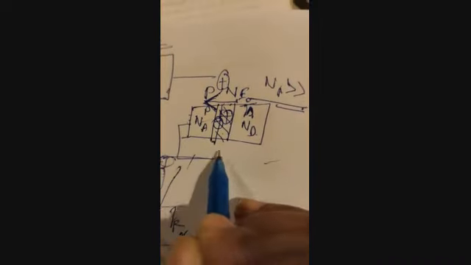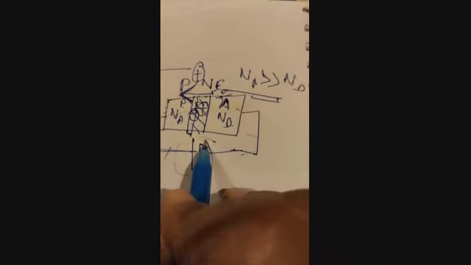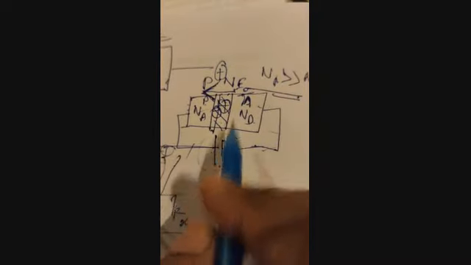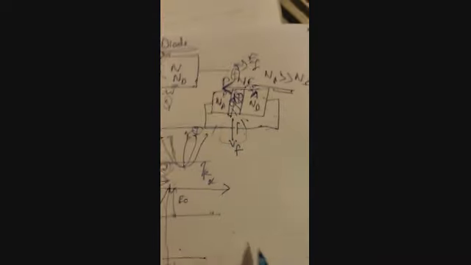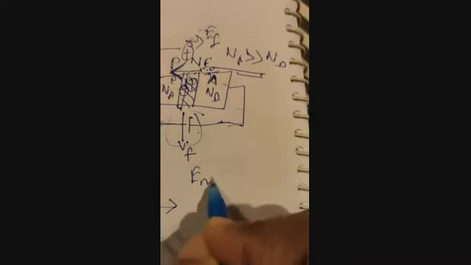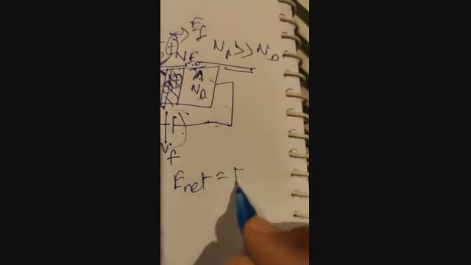Suppose I forward bias this diode. Forward bias means positive should be connected with P and negative should be connected with the N side. I have forward biased this diode. If I forward bias this diode, then what will happen? Then this electric field should nullify, and suppose if Vf is there, then the electric field will be in the opposite direction. You can see here now it is Ef. So E net means net electric field.